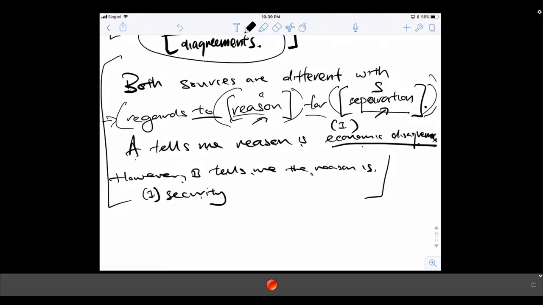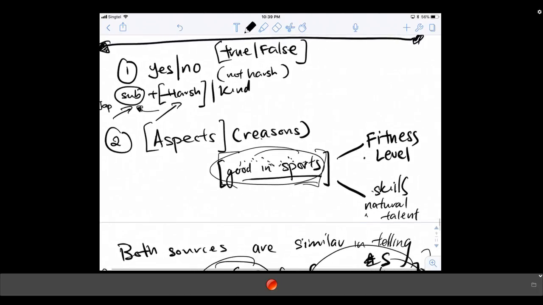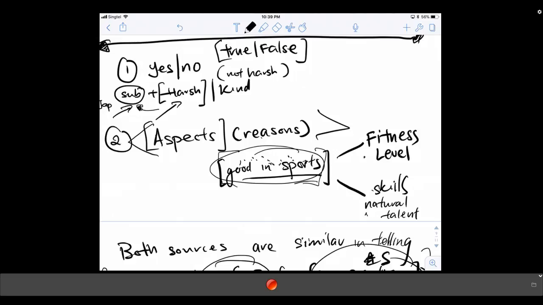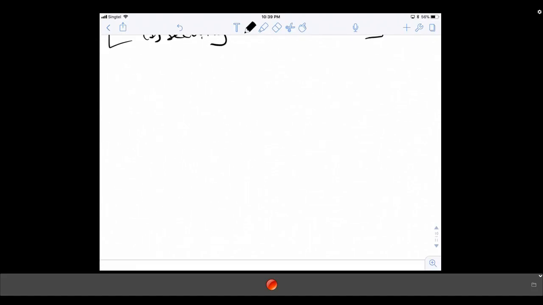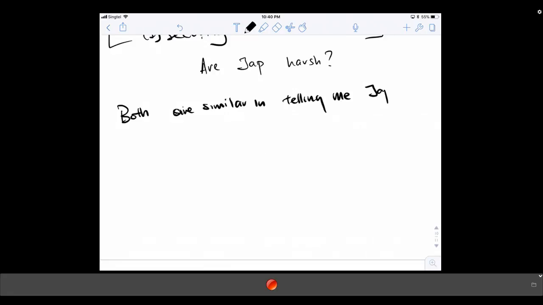Now, the example I just did here falls under aspects, right? If you see difference in aspects. But what about if you see difference in terms of yes and no? True or false, yes and no. In terms of the inference, it's actually the same thing. So you will write something like this: both sources. Let's say the issue is this: are the Japanese harsh? Are the Japanese people harsh? So your similarity will go like this: both are similar in telling me that the Japanese are harsh. Okay, this is correct. Both are similar in telling me the Japanese are harsh.